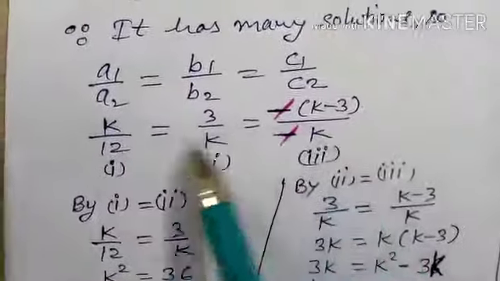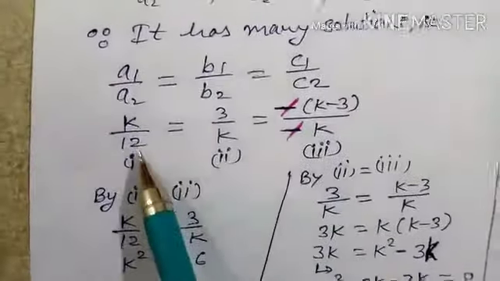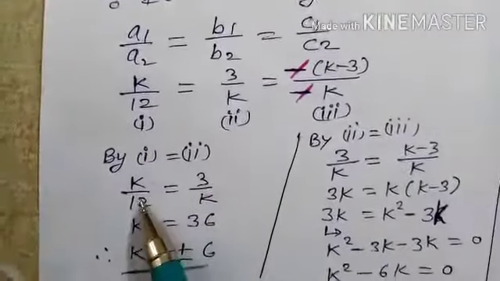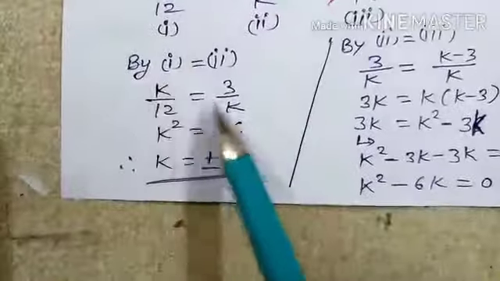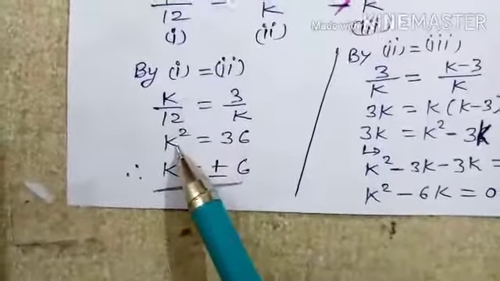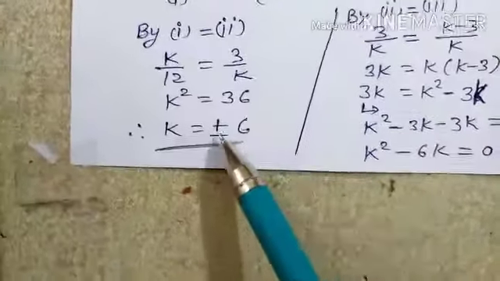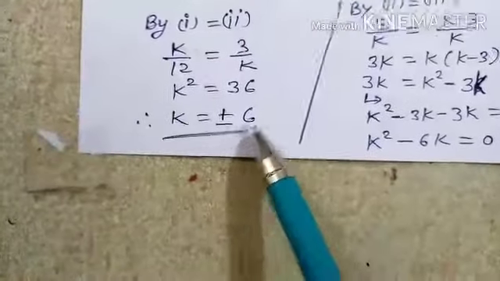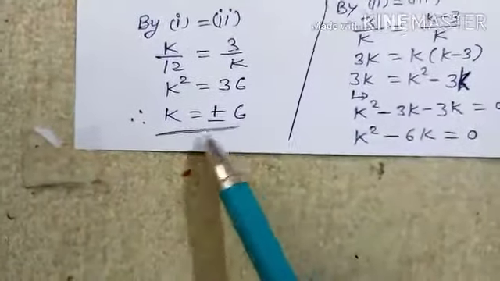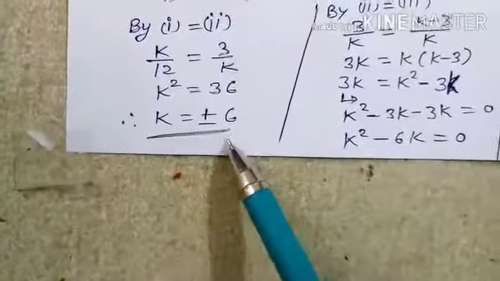Since all three are equal, taking first and second, k by 12 is equal to 3 by k. By cross multiplication, k into k is k square, and 12 into 3 is 36. Taking square root, k is equal to plus minus 6. So here two answers, plus 6 and minus 6.